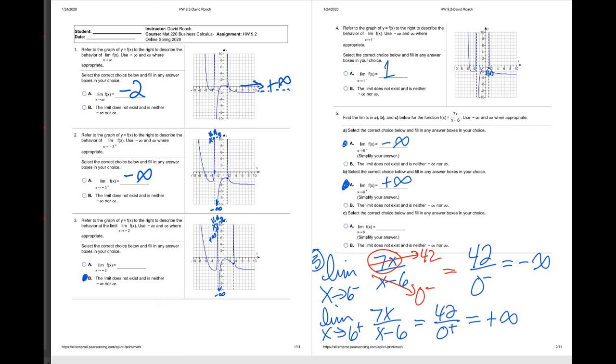Now since they're different, we're going to say that the limit does not exist. If they were both the same infinity, we would put an infinity down. But since they're different, we don't. All right, let me pause this video here, and we'll pick up with the next one on number 6.